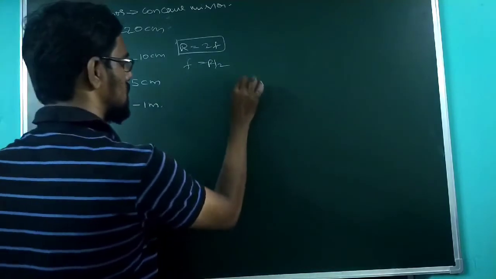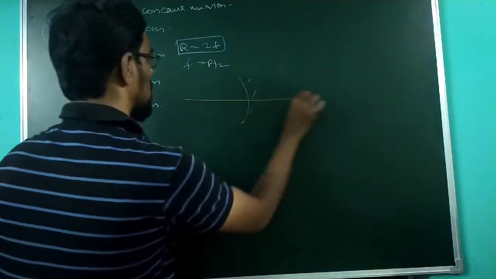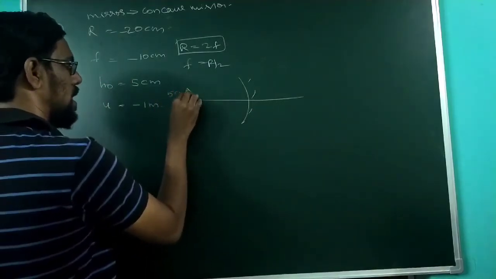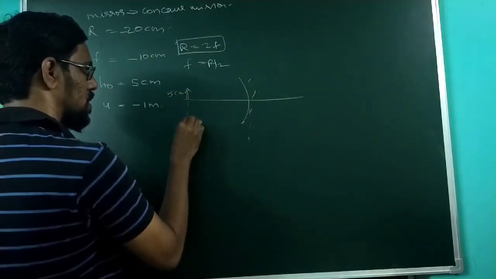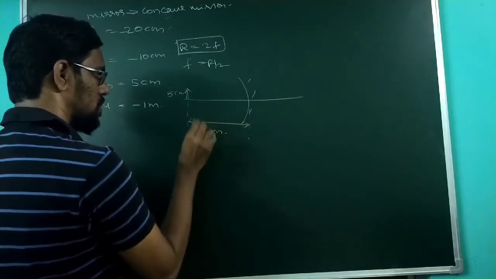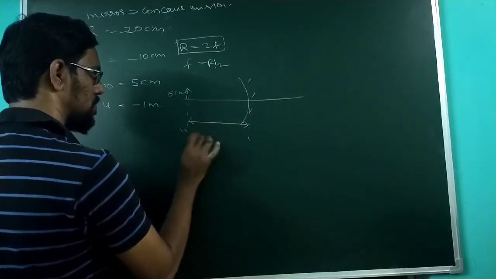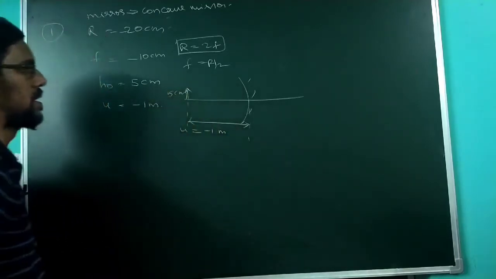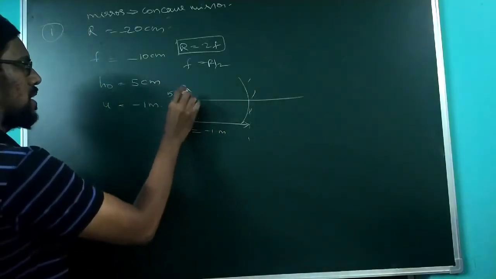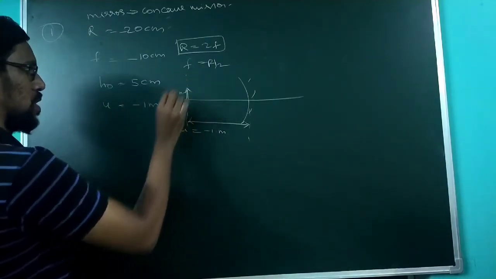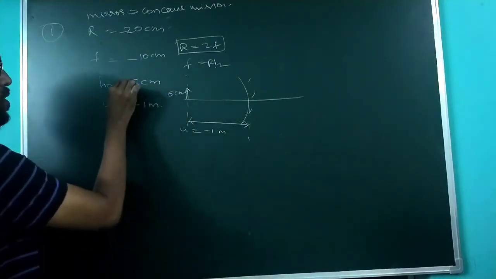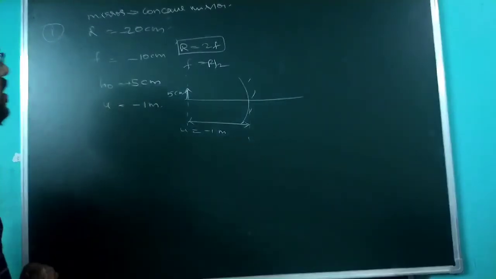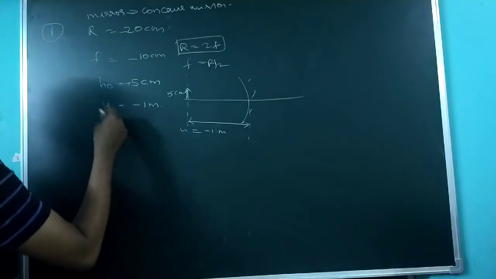Now let us consider this is the concave mirror, this is the object of height 5 cm, and it is at a distance of 1 meter from the concave mirror. Now U is equal to minus 1 meter. HO, the height of the object, is along the positive y-axis, so it is given a positive sign. These are the sign conventions, we already know that. Now let us first find the image distance.